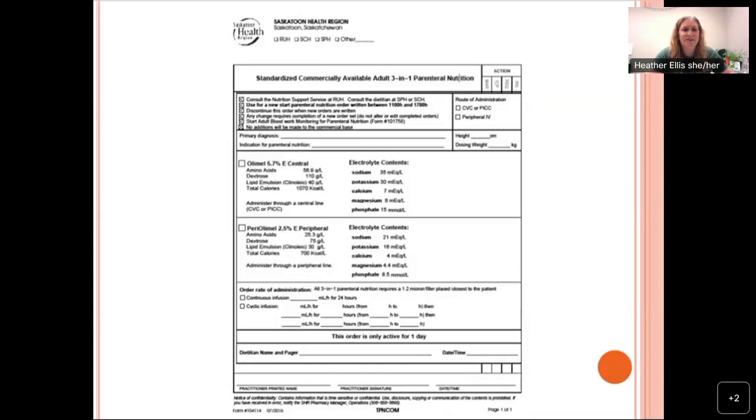And this would be the standard commercially available bag. So this would be the one that you'd see if we're starting it after 1100 hours. So this is the 2 solutions, one peripherally, one central. It's only good for 1 day. So we would have to come back the next day and write a different order set from one of the previous order sets that you'd seen.